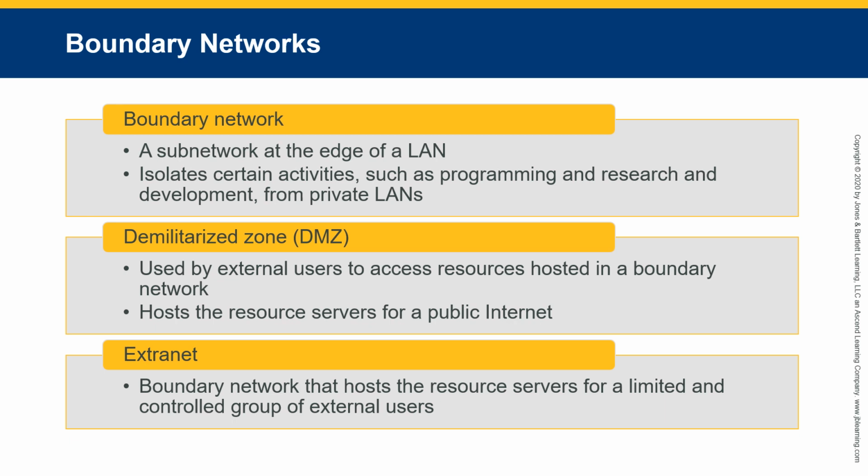What are boundary networks now? Boundary networks are the edge that touches another, one LAN to another LAN or one LAN to a WAN. So this is a subnet at the edge of a LAN. It is used to isolate programs, research, and deployments from private LANs to the public LAN. A lot of times these are referred to as demilitarized zones.